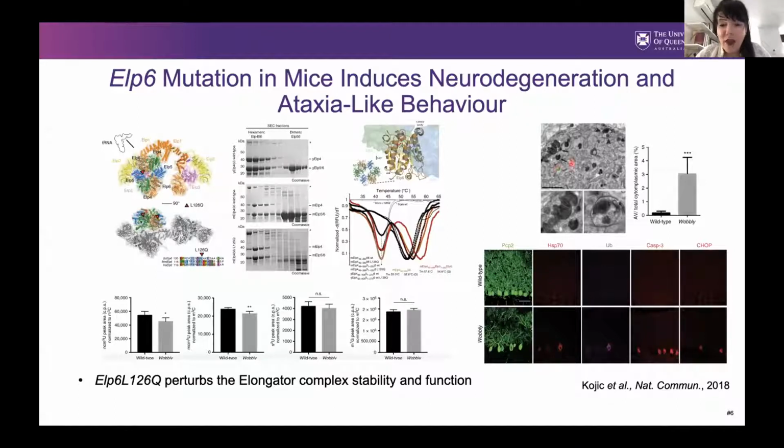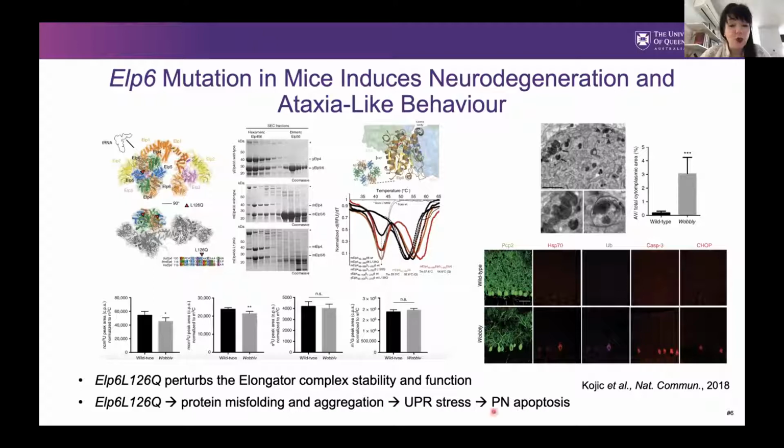So we also found that, yes, here it is, CHOP is being upregulated and this leads to apoptosis of these neurons, as there is upregulation of cleaved caspase 3. So the mutation does lead to protein misfolding and aggregation, triggering UPR stress and Purkinje neuron apoptosis.